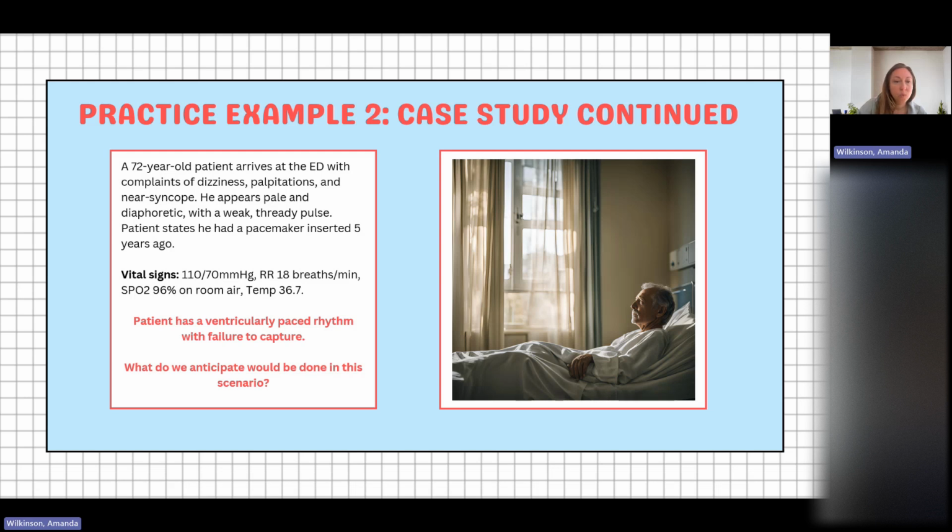Sorry, I have to zoom in on this because it's so tiny on my screen. What do you anticipate would be done in this scenario? Pacer interrogation. We want to check the external factors. So, one, is our monitor set up correctly? Are the leads loose? Is there electrode displacement? And then we want to check our pacer settings and interrogate the device. So exactly.